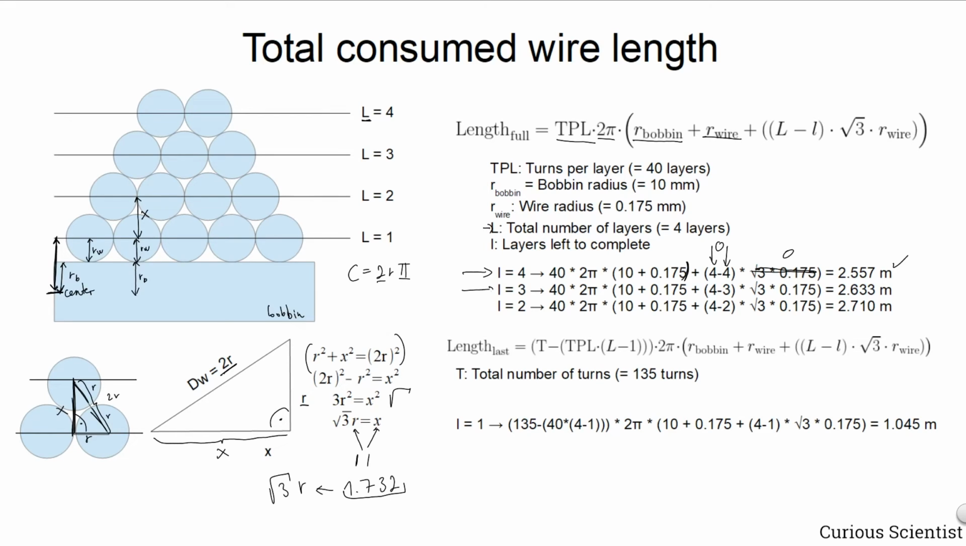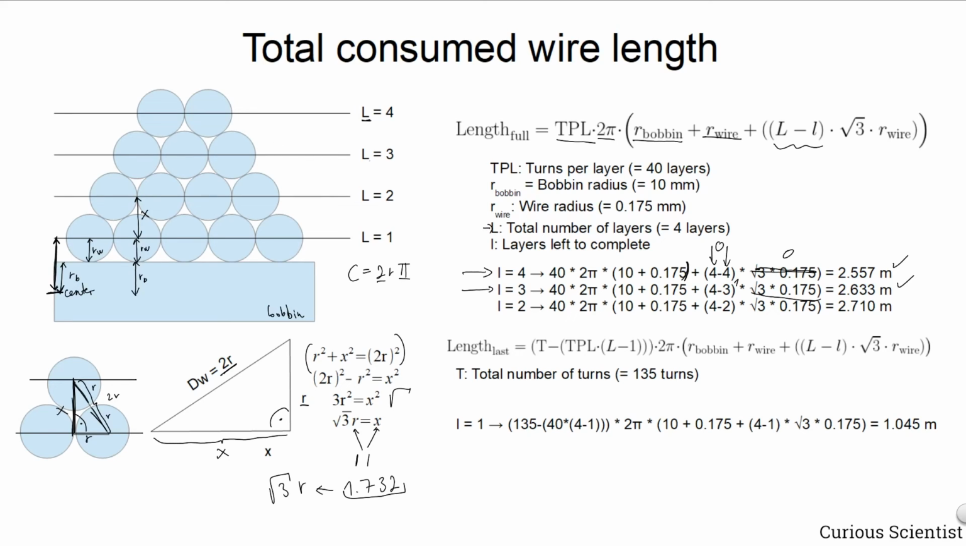So we are in the L equals 3. So now the first part of the equation is the same. So the turns per layer, since we have a full layer here, is 40 turns. That's fine. 2 pi comes from the circumference equation. The bobbin diameter is still 10 millimeters, and then the wire diameter is still 0.175 millimeters. But then this capital L minus L part becomes 4 minus 3, because 3 layers are left to complete. The second one, the third one, and the fourth one. So then we multiply this 1 with this equation here, so square root of 3 times 0.175, and now we get a slightly larger length, so this is 2.63 meters of wire.